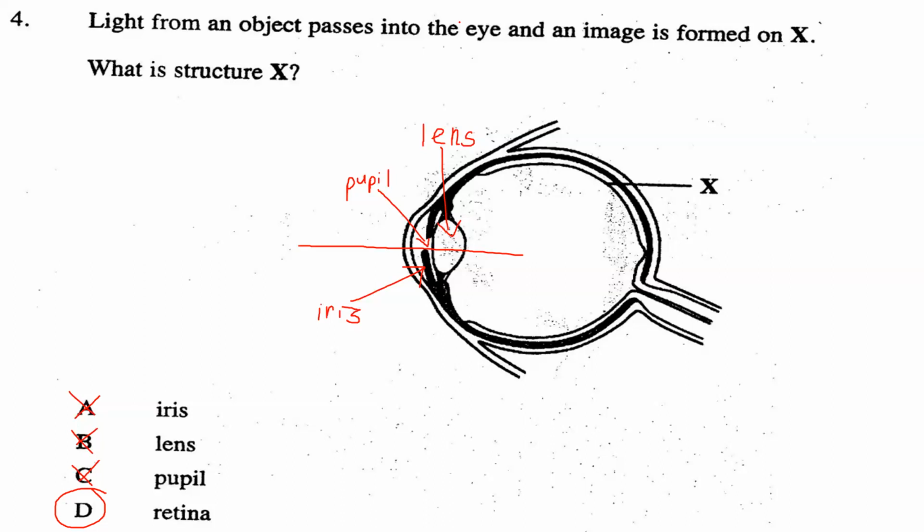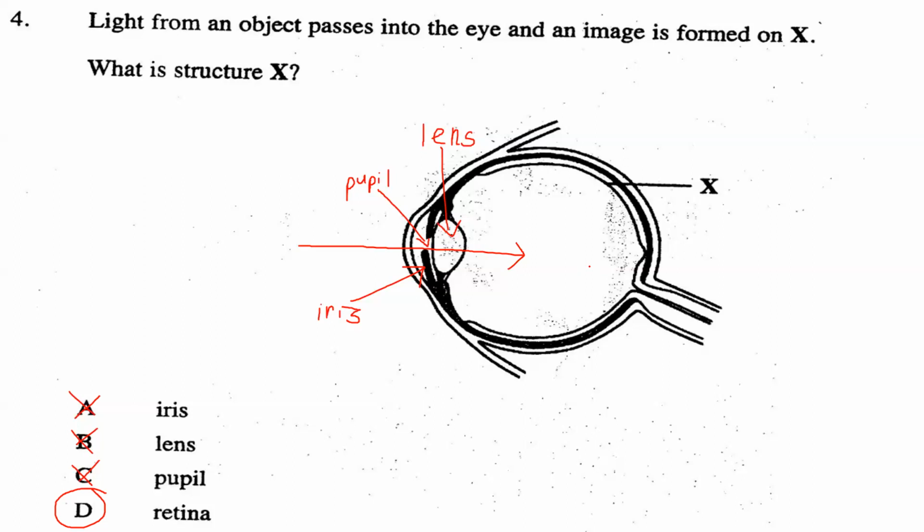Light from an object passes into the eye and an image is formed on X. What is structure X? Kenyan. Is it the iris, the lens, the pupil, or the retina? Kenyan, are you there? That's not good. I don't know if the Wi-Fi is working properly.